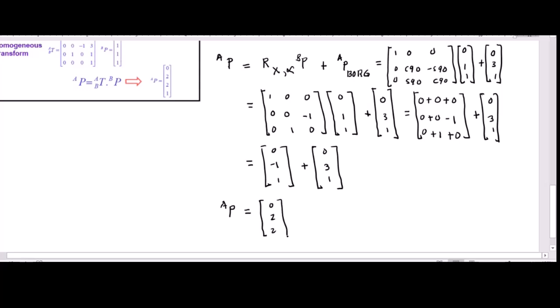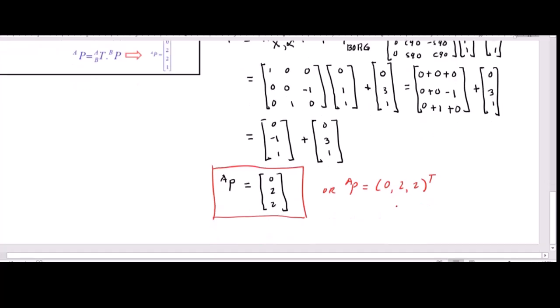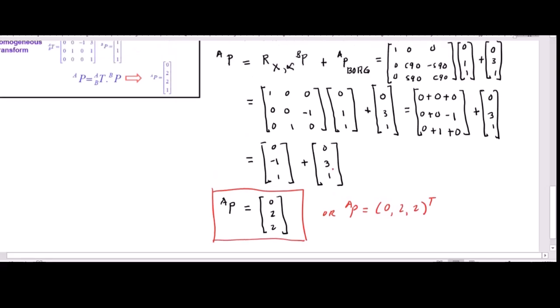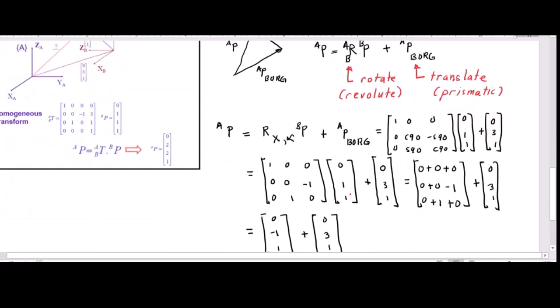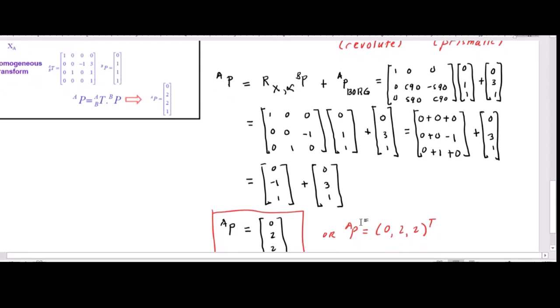This is the answer. So this is the answer for the problem asked which is the final position. Or you may write like this, or P2A is equal to 0, 2, 2 transpose relative to the frame A. So that's how to write the answer. Now, here is the solution 1 using the 3 by 3 homogeneous transformation. Then let's go to the solution 2.